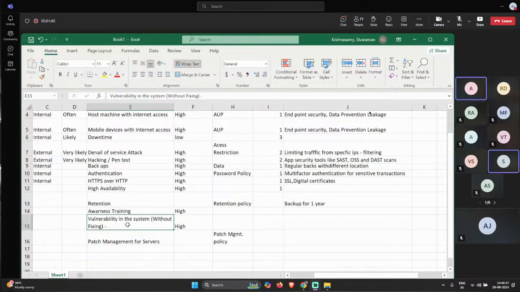Basically upgrades, right? No, not upgrades. See, an approved list of software. Upgrading of software, approved lists. Approved list of software. Yeah, approved list of software.